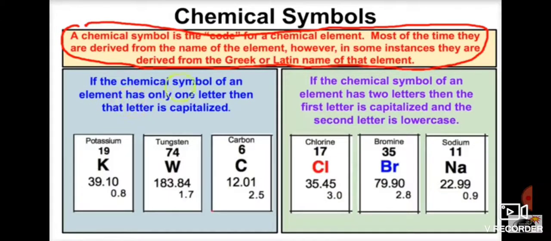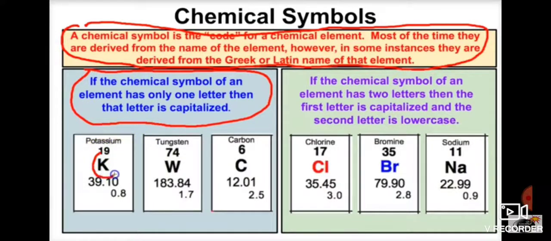If the chemical symbol of an element has only one letter, then that letter is going to be capitalized. For example, the chemical symbol of potassium is K. It only has one letter, so we capitalize that letter. The chemical symbol for tungsten is W, so because it only has one letter, we capitalize that W. And last but not least, the chemical symbol for carbon is just C, and because it only has one letter, we capitalize it.